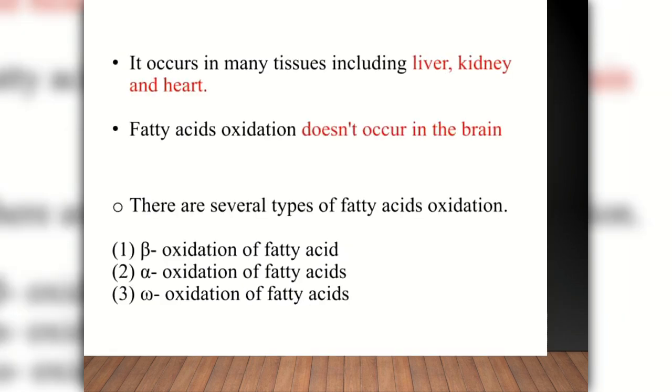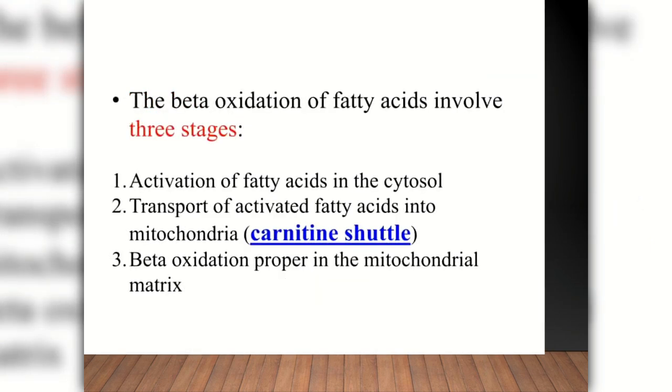It occurs in many tissues including liver, kidney and heart. Fatty acid oxidation does not occur in the brain. There are three types of fatty acid oxidation: beta oxidation of fatty acid, alpha oxidation of fatty acid and omega oxidation of fatty acid. The beta oxidation of fatty acid involves three stages.